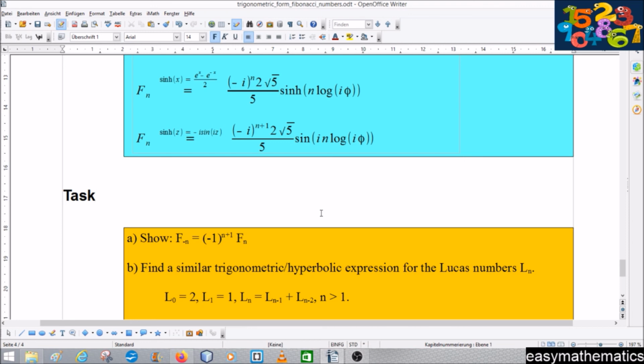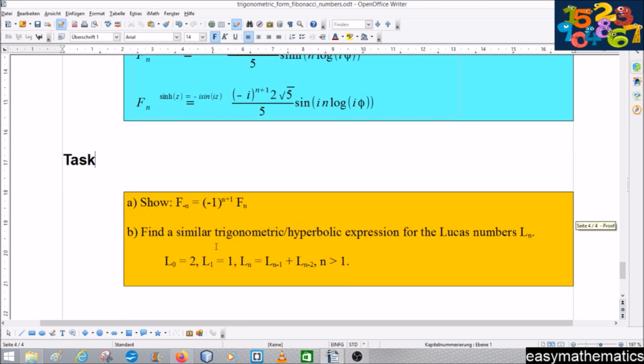And B: there is a very similar sequence, maybe the little brother of the Fibonacci sequence. These are the Lucas numbers, denoted with a capital L, and the initial values are 2 and 1, and the recursion is the same, so you get the next Lucas number as the sum of the two previous ones. Find a similar trigonometric and hyperbolic expression for the Lucas numbers.